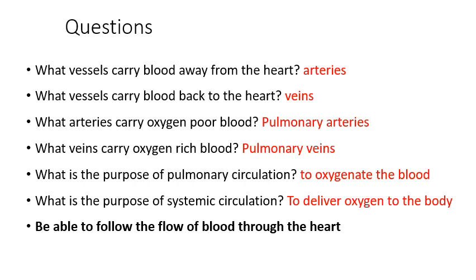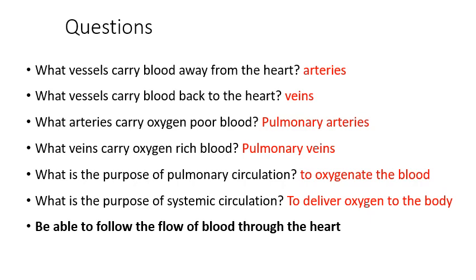All right, so here are your answers. Vessels that carry blood away from the heart are always arteries. Vessels that carry blood back toward the heart are always veins. But we have exceptions to which of these vessels are going to be carrying oxygen-containing blood and which are not.